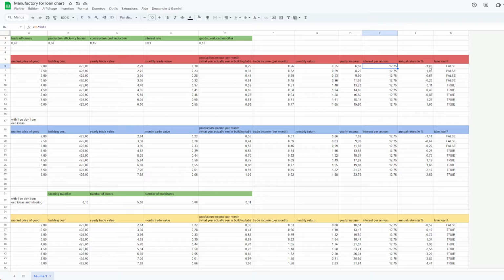But it means you actually lose 1.45% of the value you invested every year. So it's a very bad investment to take a loan for that.